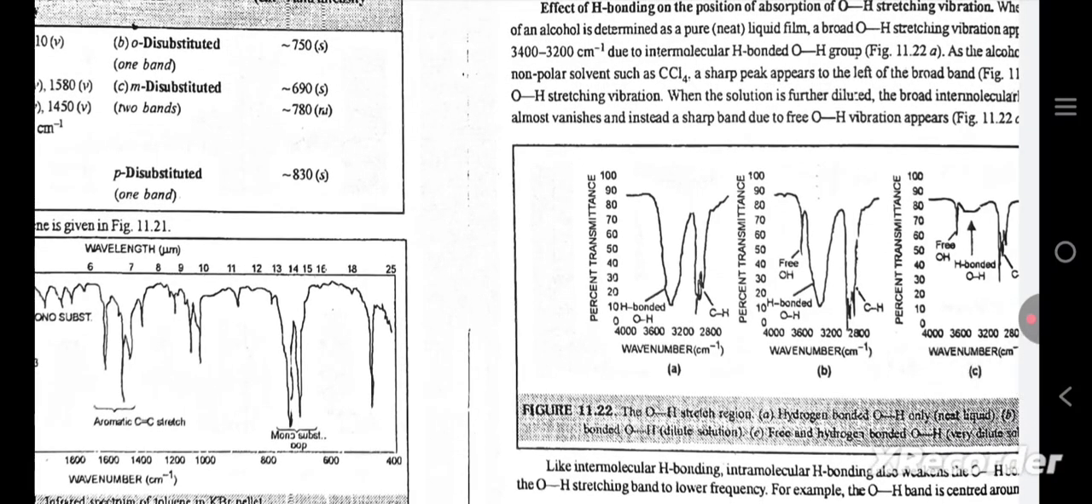11.22. Like intermolecular H bonding, intramolecular H bonding also weakens the OH bond, shifting the OH stretching band to lower frequency. For example, the OH band is centered around.